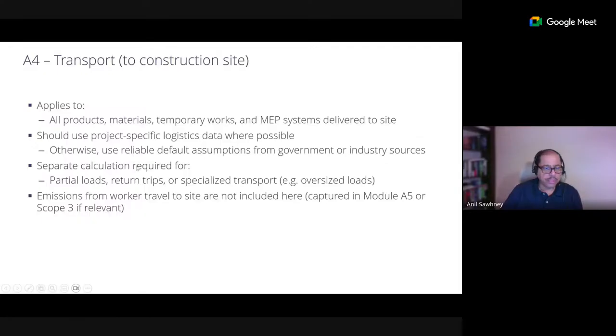Make sure you do separate calculations for half laden, full laden, empty return trips. All that should be calculated. We'll see how that is done. But I think generally, again, you do not go into that much level of detail if it doesn't warrant it. So emissions from worker travel, though, are not included here. They are part of module A5 or scope 3, if relevant. So they're part of module A5 and scope 3.